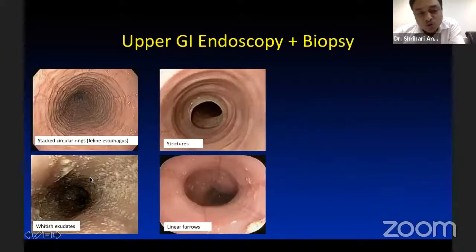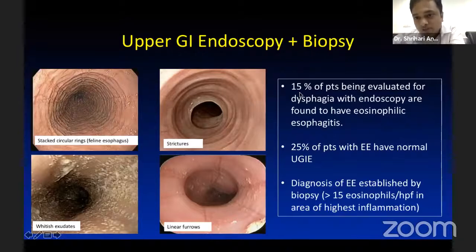One entity which has to be seen very carefully is eosinophilic esophagitis. If you see a feline-like esophagus having multiple stacked circular rings or multiple strictures, mostly the strictures in eosinophilic esophagitis are proximal. Whitish exudates, which represent eosinophilic microabscesses, or linear furrows are quite specific for eosinophilic esophagitis.